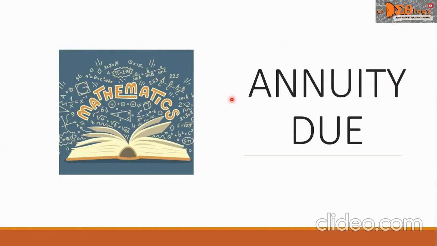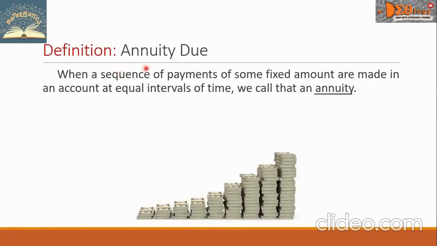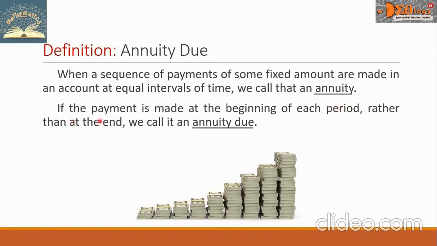Hi everyone. Today we're going to study Annuity Due. Let us define Annuity Due. When a sequence of payments of some fixed amount are made in an account at equal intervals of time, we call that an annuity. If the payment is made at the beginning of each period rather than at the end, we call it an annuity due.